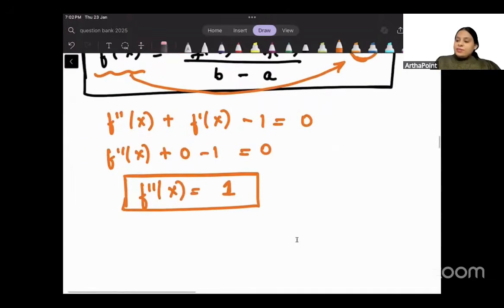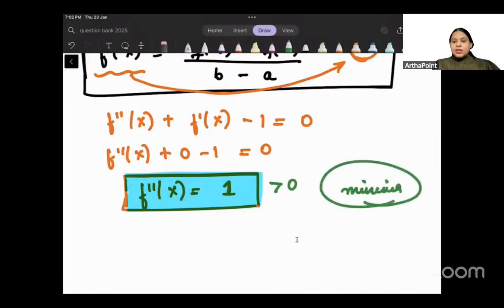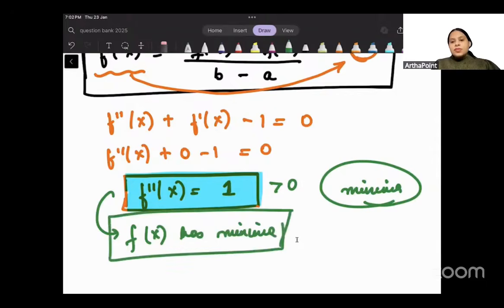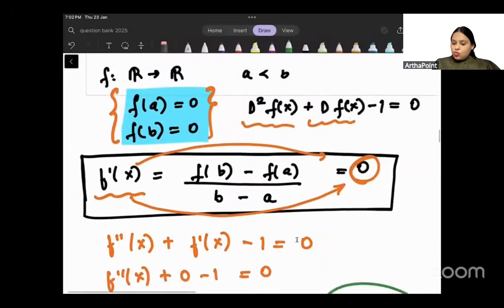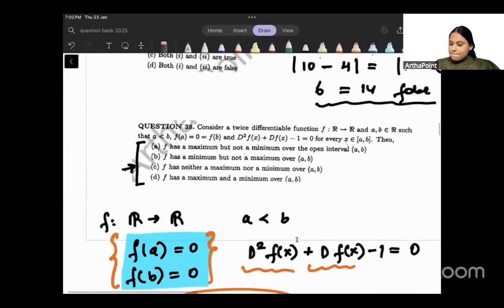Now, when I get f double dash x as 1, it means that the double derivative is coming out to be positive. It's not a very difficult question. Double derivative is coming out to be positive. If double derivative is positive, it is the condition for minima. So it means that this function has a minima, right? This function has a minima. So what should be the answer to this question? B. Answer will be B.